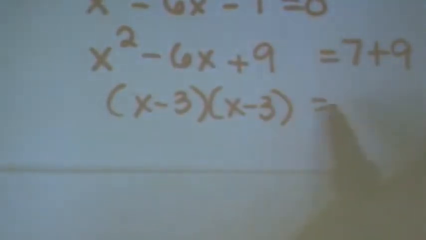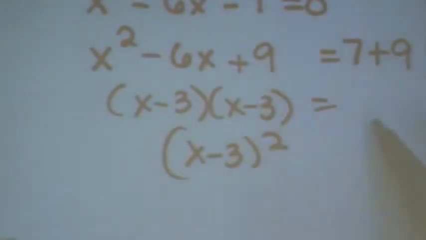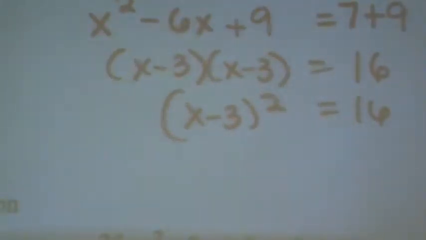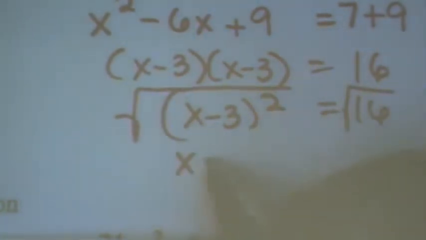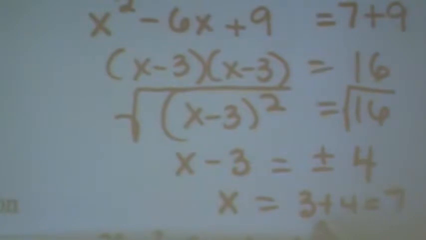Now, how do you factor x squared minus 6x plus 9? It's x minus 3 times x minus 3, or x minus 3 squared. If you want to do it like that, that's fine. And then 16 is on the right side. Now what? Square root of both sides, and you get x minus 3 is plus or minus 4. And now add 3, so it's 3 plus 4, which is 7, and 3 minus 4, which is -1.